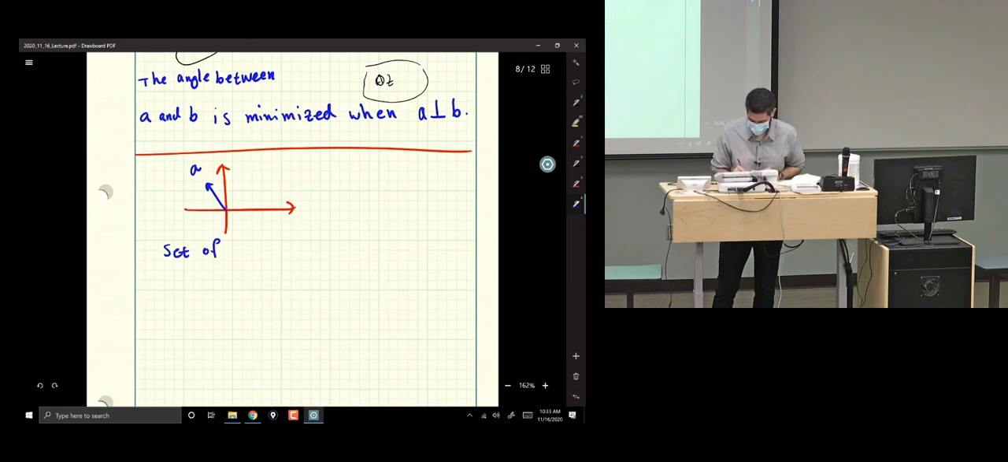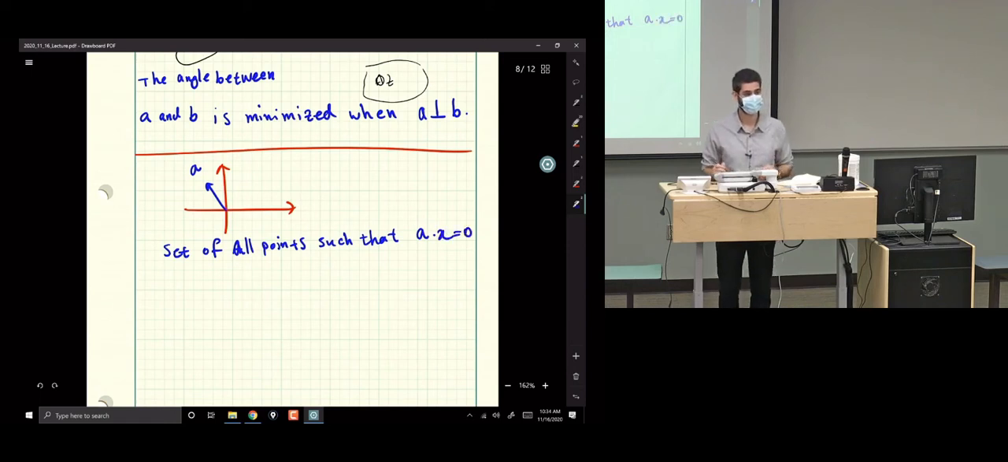Let's talk about the set of all points such that A dot X equals 0. Pick any other vector, pick any points such as X, right? And then draw a vector from the origin to that point.